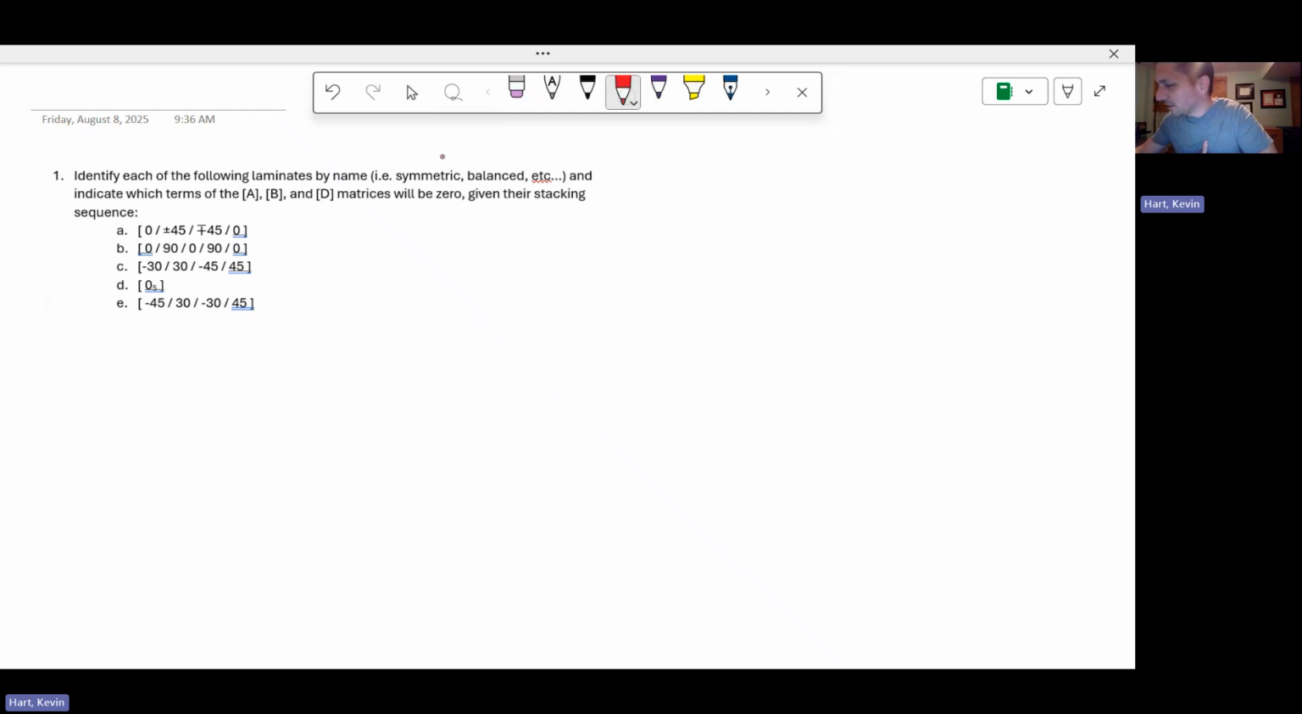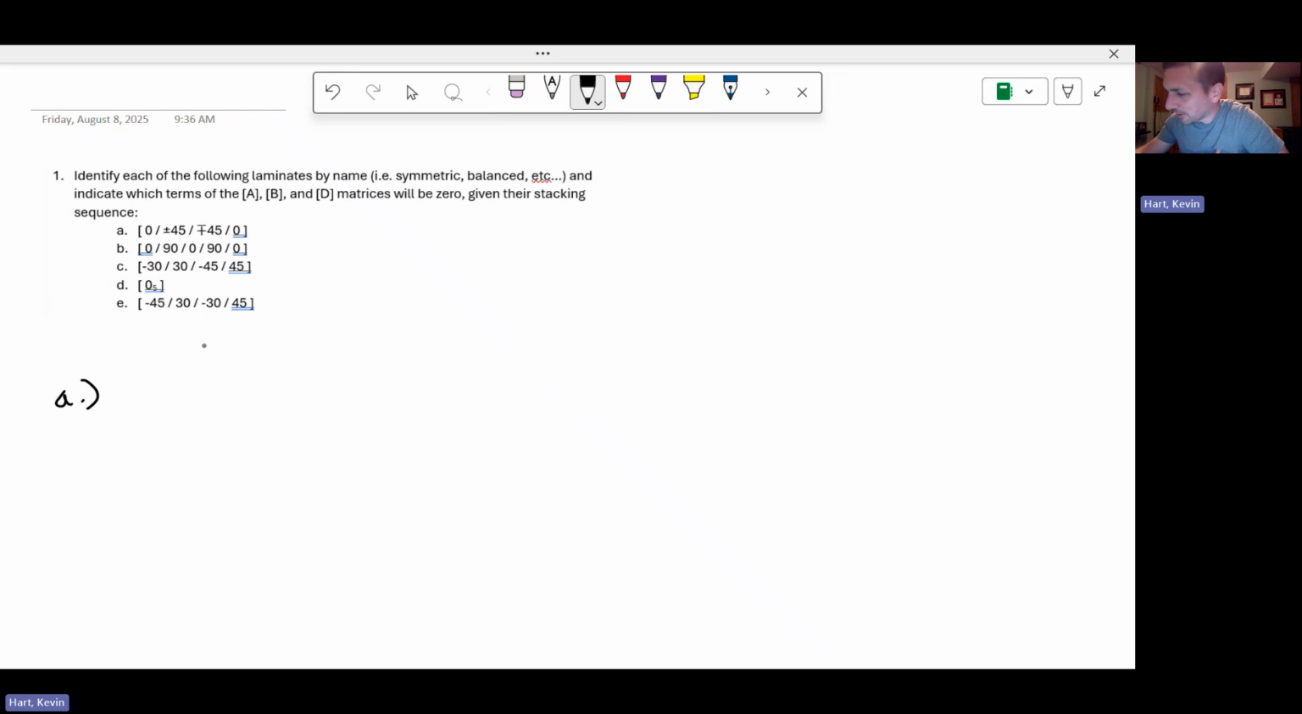So for instance, here you see 0, plus minus 45, minus plus 45, 0. That means I placed a fabric down in the 0 orientation, then a plus 45, a minus 45, then a minus 45, a plus 45, and a 0. So this is all about stacking sequences. We have special types of laminates where, if the stacking sequences are arranged in a particular order, we get particular properties of interest. So what we're trying to do is identify which of these are special, how they're special, and how that's going to affect the stiffness matrices, capital A, capital B, and capital D.